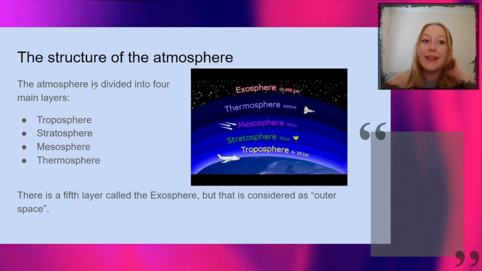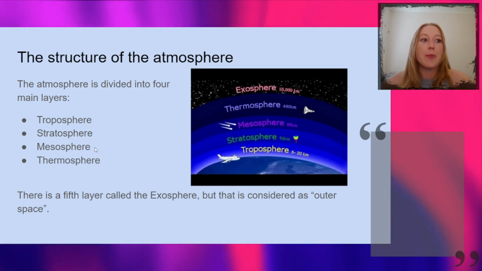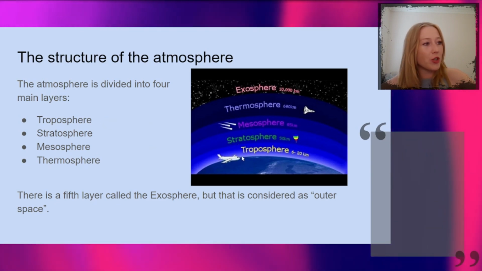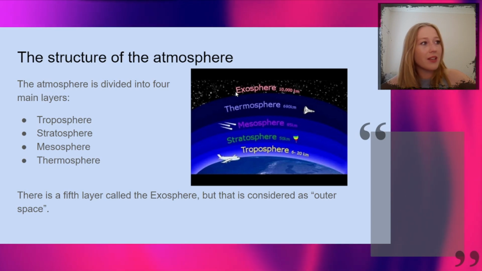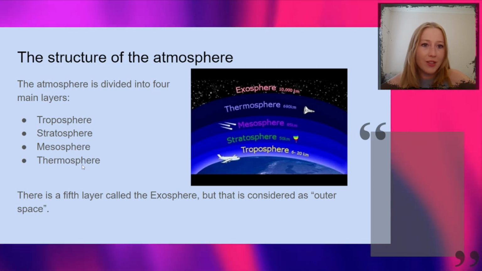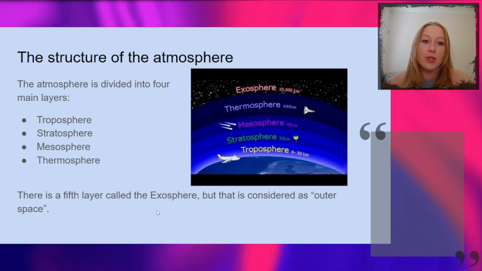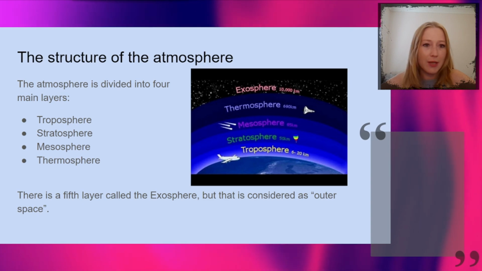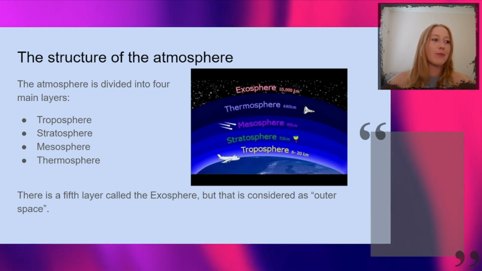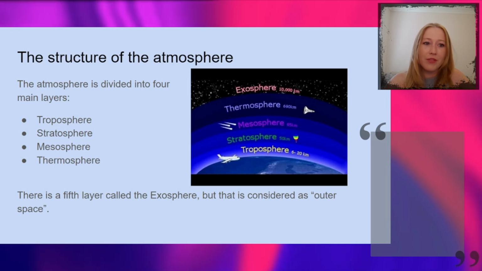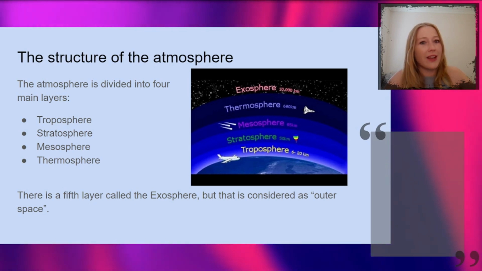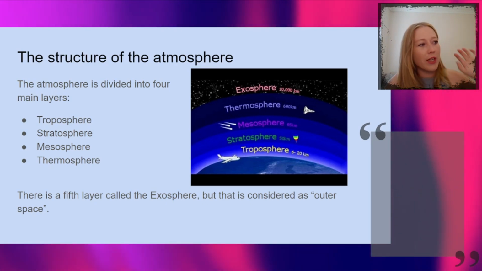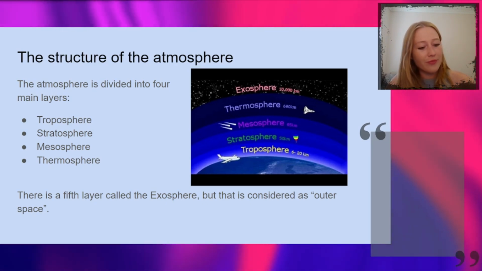Okay, so the 4 main layers are the troposphere, stratosphere, mesosphere, and thermosphere. So I'm reading it from the ground up. Then after those 4 layers, we get a fifth layer called the exosphere. But I don't really know if we can include it in part of the atmosphere because its name literally means outside of the atmosphere. So it's technically a fifth layer. It's the layer that comes after the atmosphere. So it's more of like your outer space layer.